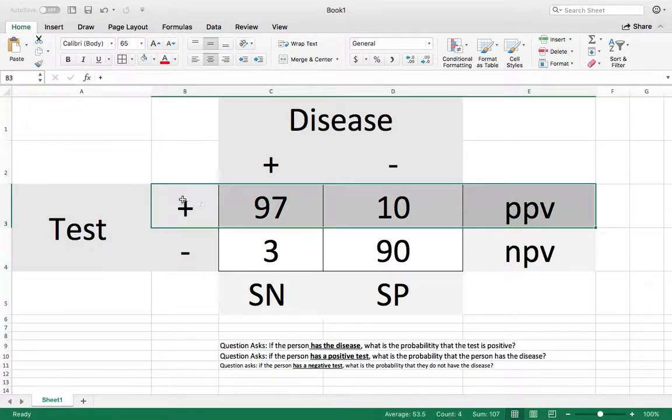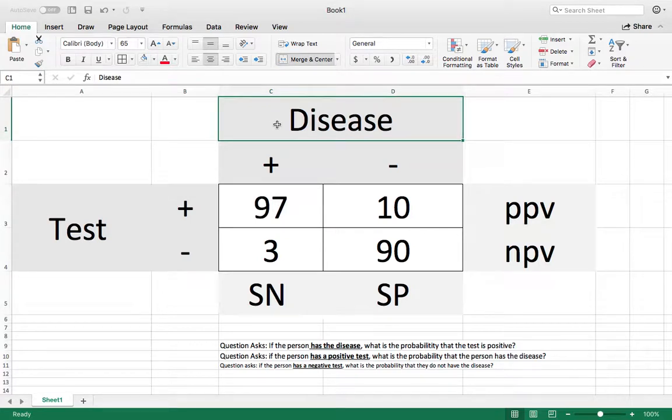So the person has a positive test. What's the chance that they also have the disease? Since we started with test, we go across because the question tells us they have a positive test, so we know that this is true. What's the chance that then this is true?